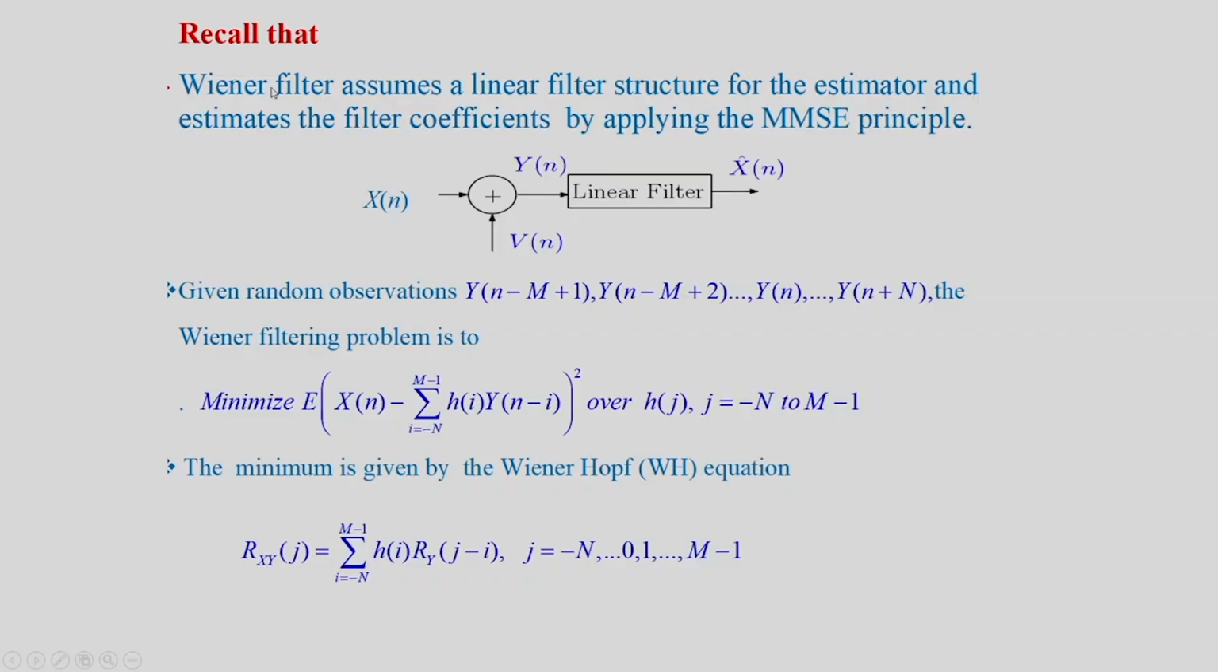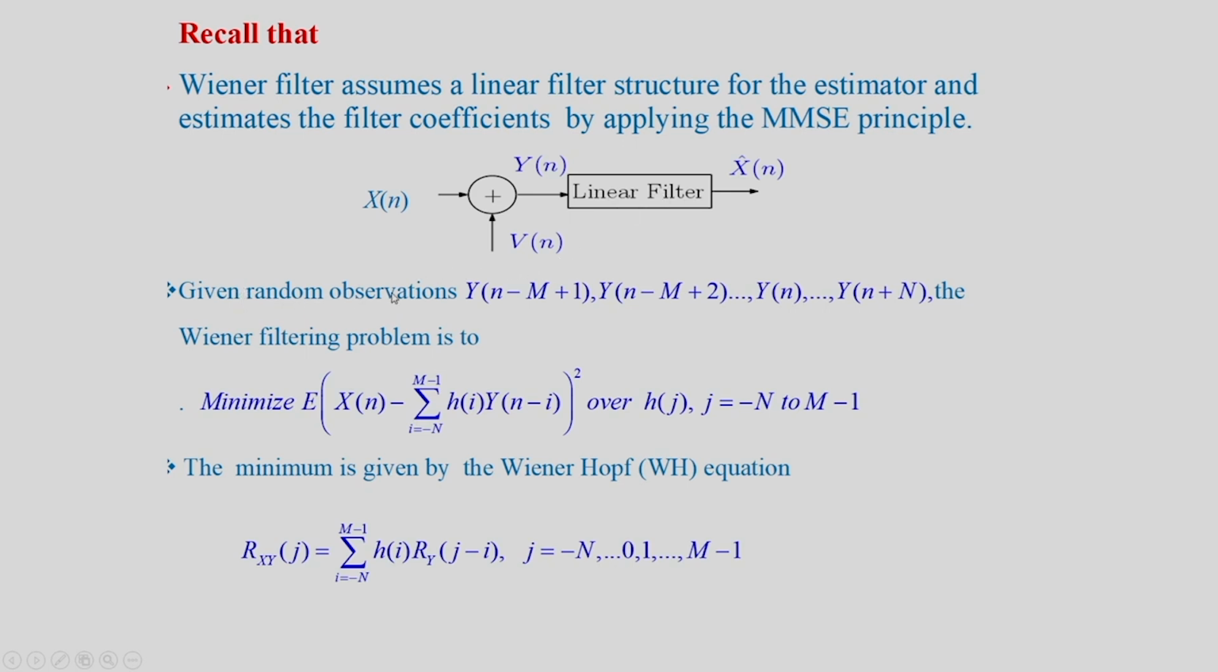Recall that the Wiener filter assumes a linear filter structure for the estimator and estimates the filter coefficients by applying the MMSE principle. This is the signal model: y[n] is equal to x[n] plus v[n]. Then it is passed through a linear filter to obtain the estimate x̂[n]. And we have to determine the parameters of this linear filter.